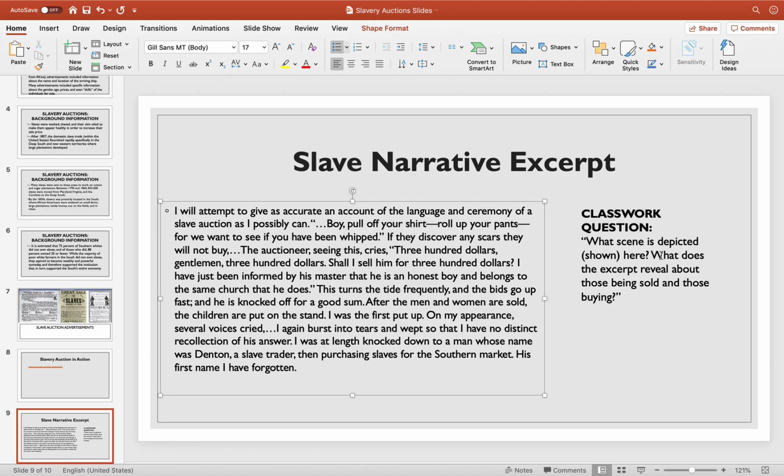What scene is being shown or depicted here? And what does the excerpt reveal about those being sold and those buying? All right, what were people looking for when they were buying slaves? Right? And what does this show about the people who bought slaves?